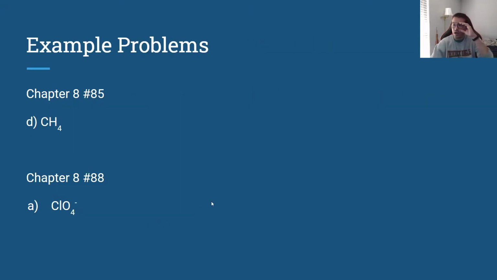We're going to look at a couple of example problems. These both come from Chapter 8. We're going to look at number 85, one of my favorites, methane, CH4. And then we're going to look at a trickier one. This is also in Chapter 8, part of question number 88.